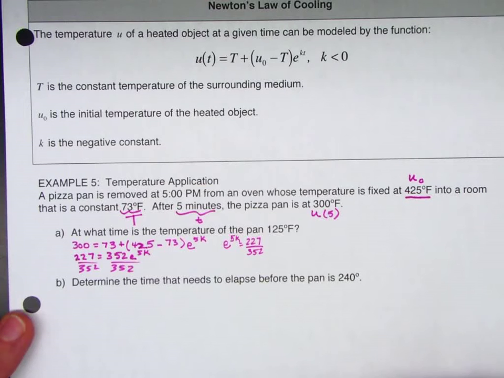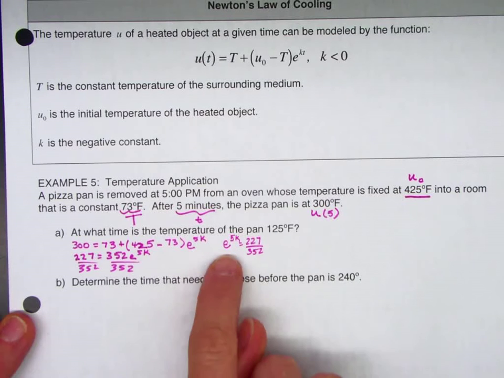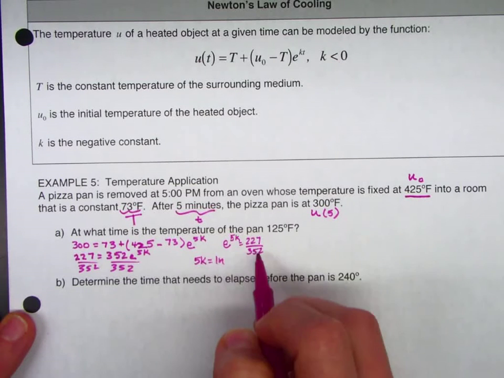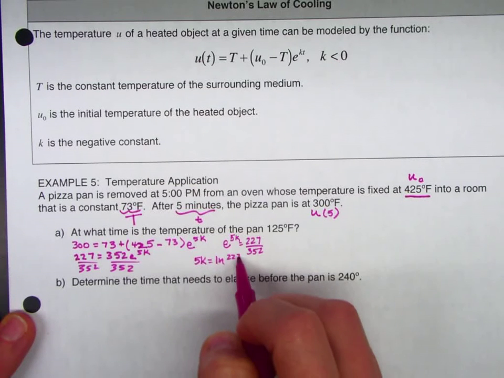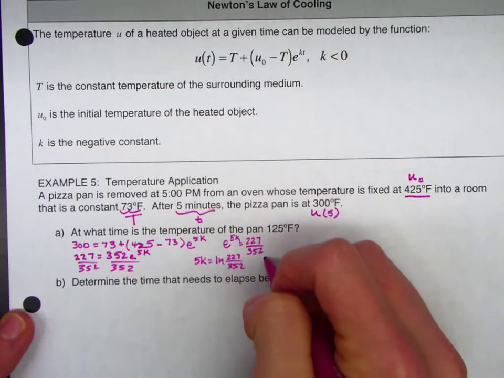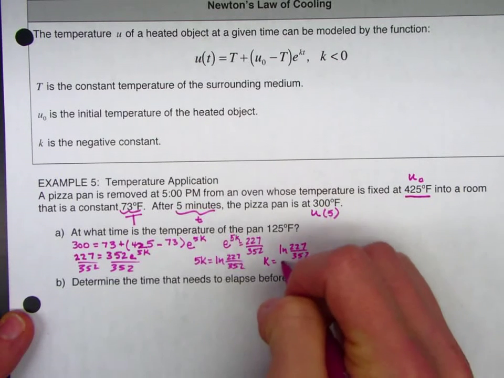What do we need to do next? Take the log of both sides. Now I'm going to do a shortcut here. Are you guys ready? If I take the natural log of the left-hand side, what am I left with? 5k. So I get 5k equals, and I also have to take the natural log of this side. So I just saved myself a little bit of time there. And then the final step in solving for k is to divide. So k equals the natural log of 227 over 352, over 5.